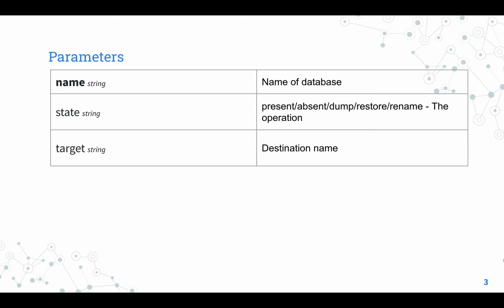Other useful operations are dump and restore, which use pg_dump, the embedded PostgreSQL utility, to backup and restore the target file. Another useful operation is rename, exactly our use case, from name to target. Please note that this module uses a Python library underneath, specifically psycopg2. You must ensure that python3-psycopg2 is installed on the host before using this module.